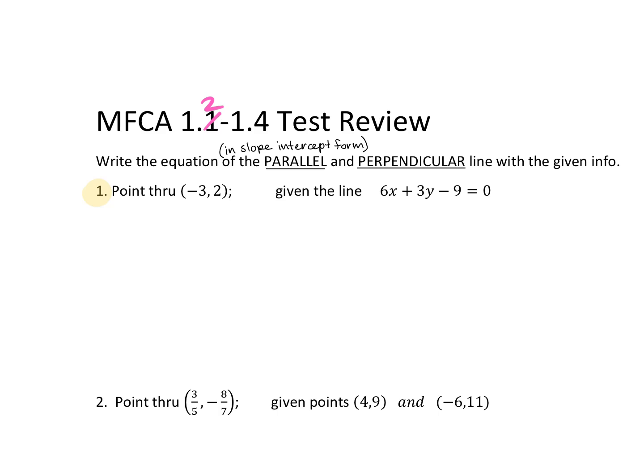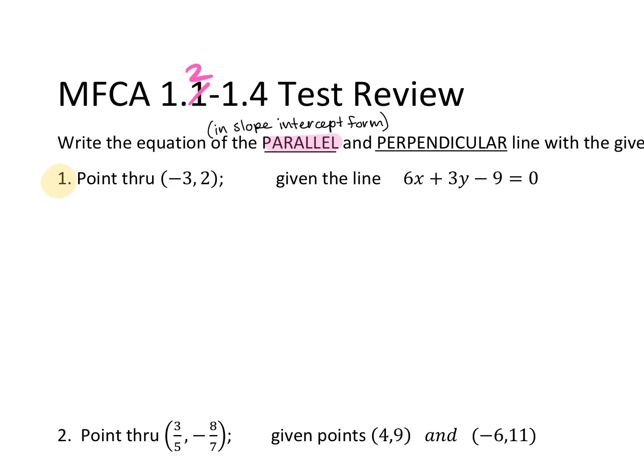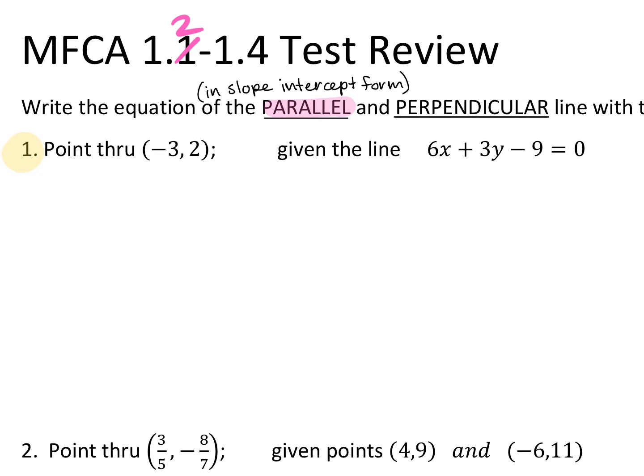So looking at number 1, this is kind of asking us for two different things. We need to write the equation of a line in slope-intercept form, one that's parallel and then the other one that's perpendicular. So let's start with the parallel one. With the given line, we just need to find our slope here. How would I find the slope of this line?